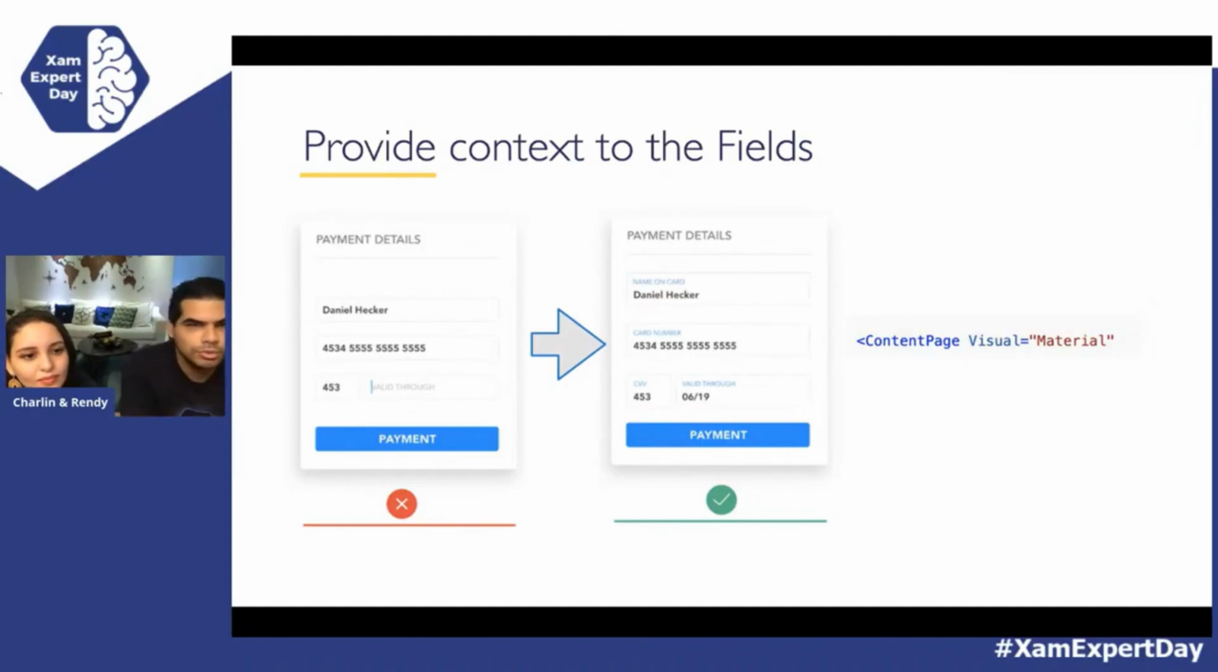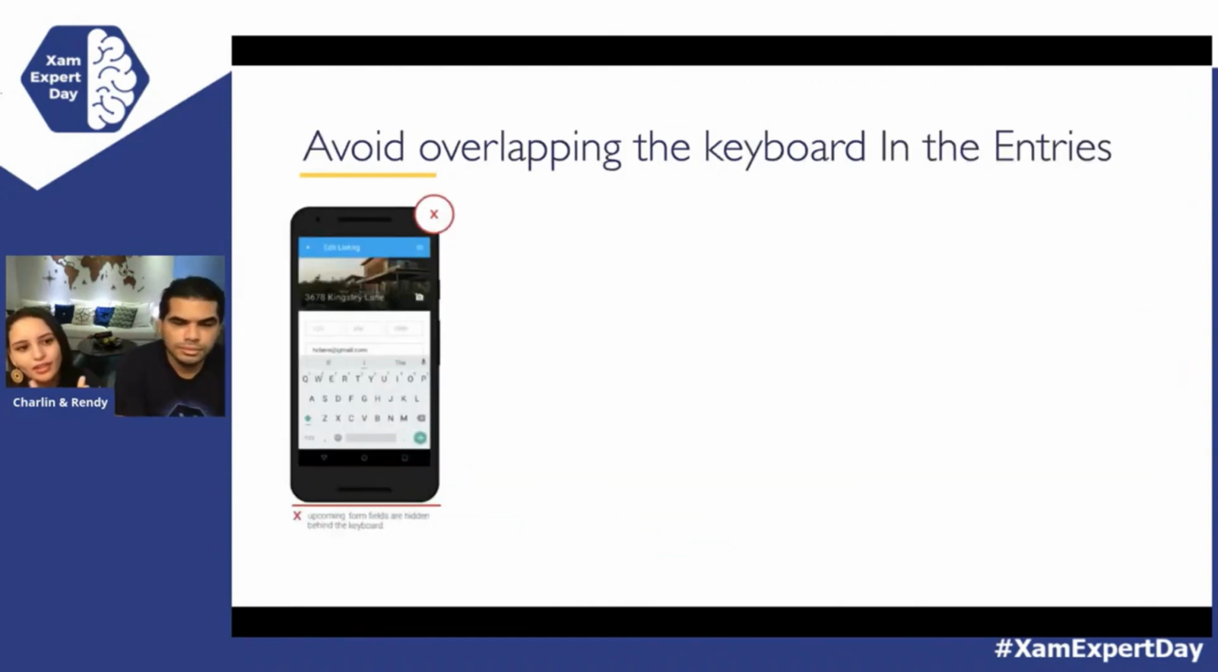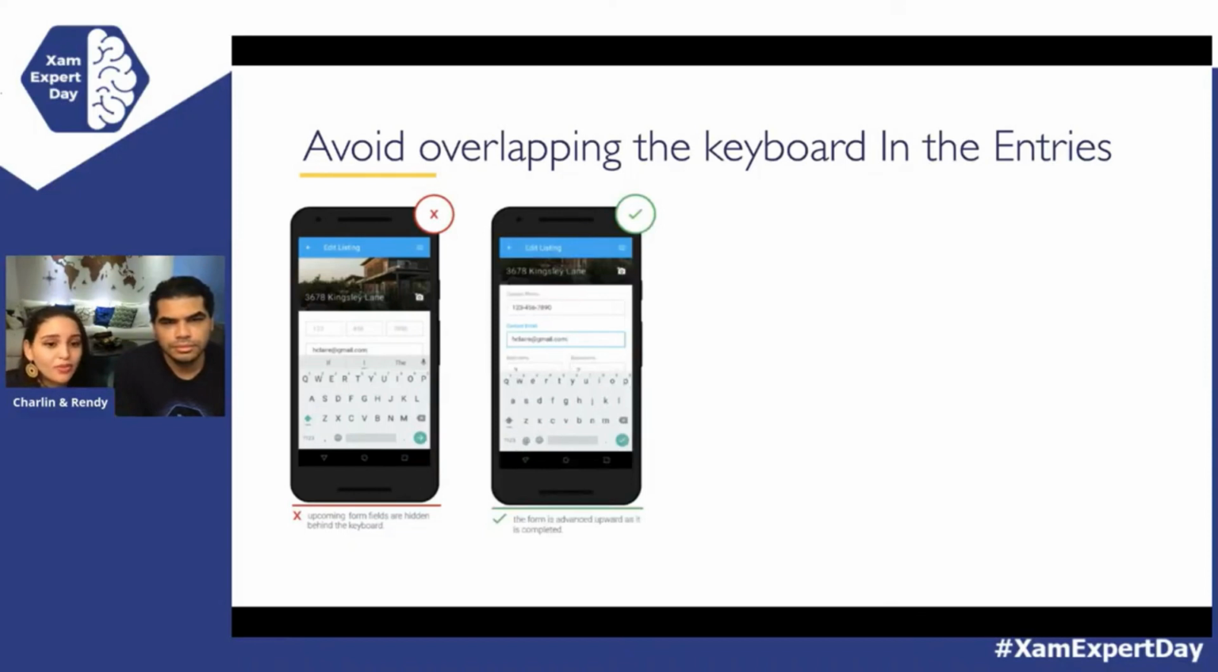Okay, this is the name of the card, this is the card number. And in Xamarin Forms, if a field is at the bottom, it is something that is not visible. So a way to improve that is to not hide the fields. To do that, you just need to add a scroll view into your forms. So it's pretty simple.